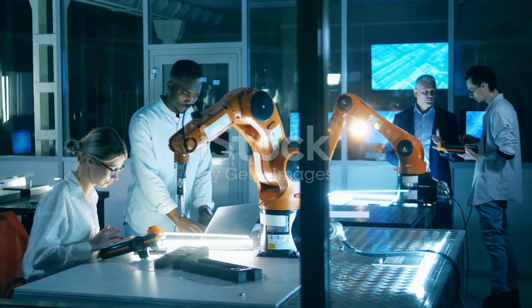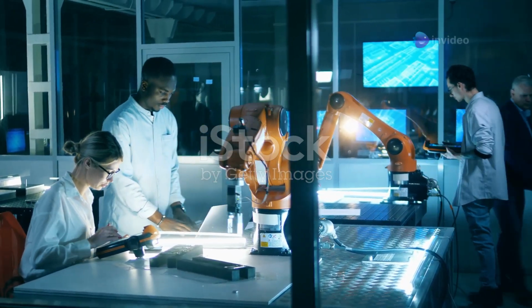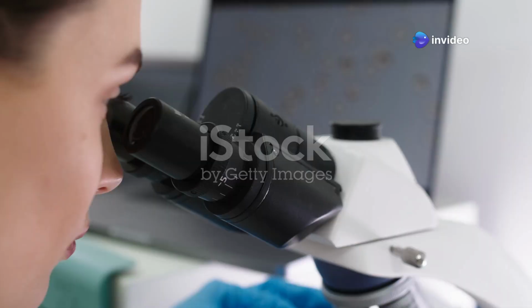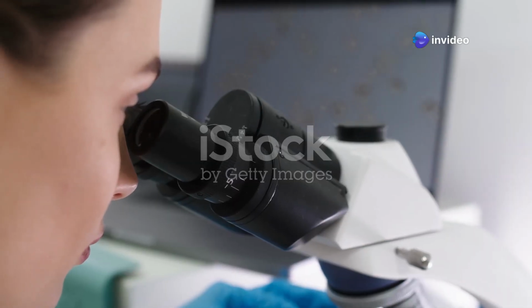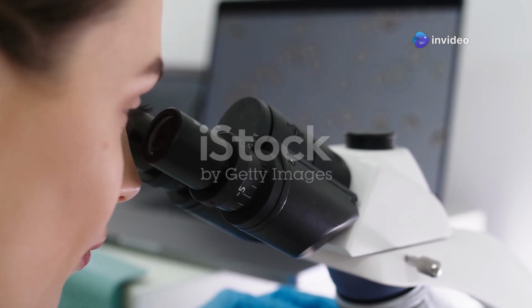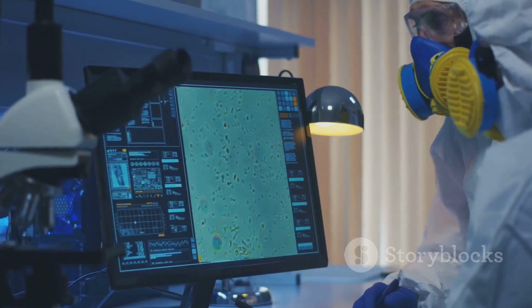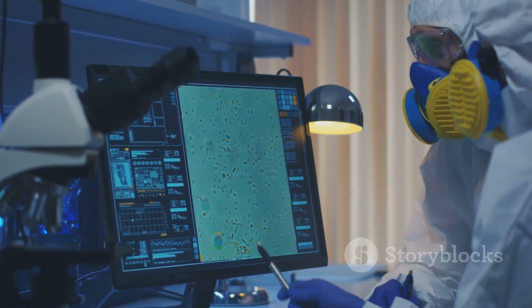Section 5. Challenges on the horizon. Bridging the gap between virtual and real. While the potential of virtual cells is enormous, there are still significant challenges to overcome. One of the biggest challenges is data integration.